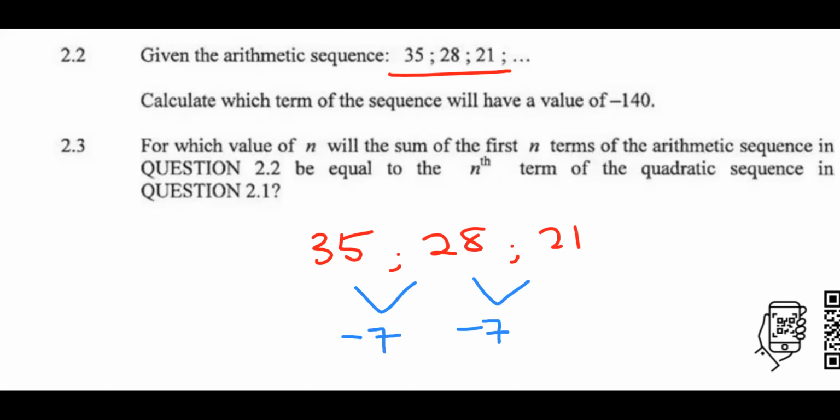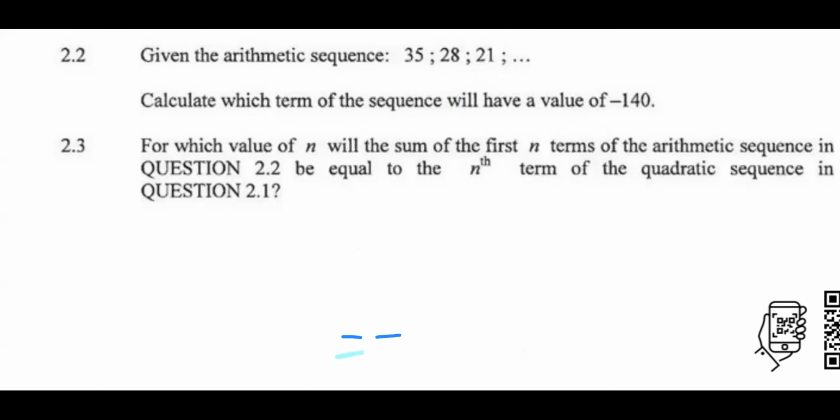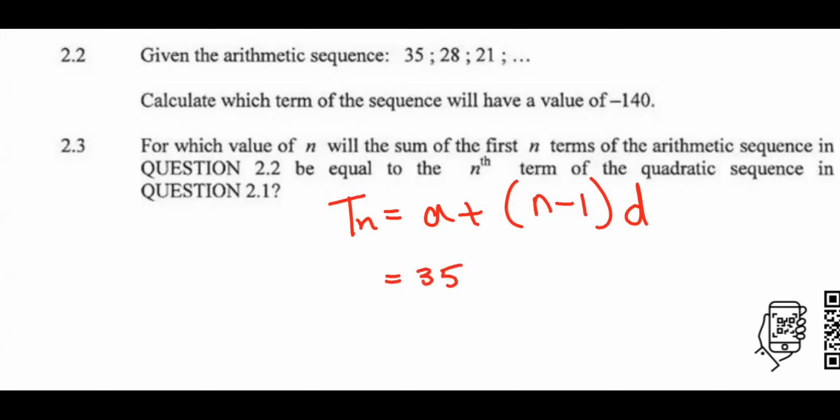Right. Here they say, calculate which term in the sequence will have the value of negative 140. Okay, a bunch of ways to do this, but let's just do it the most systematic way by using the arithmetic formulas that we already know. Okay, so this is your standard arithmetic formula. A is the first term, which in this case is 35. D is your difference, negative 7. N is the number of the term and Tn is the value of the term.